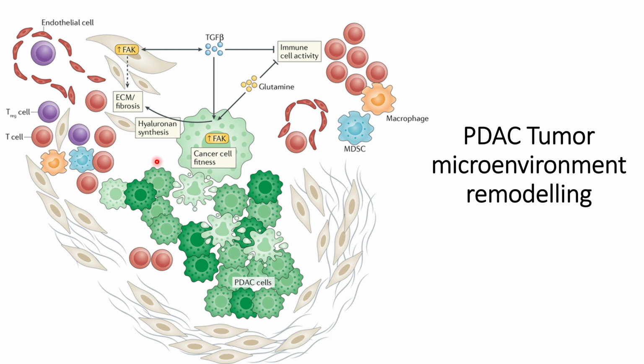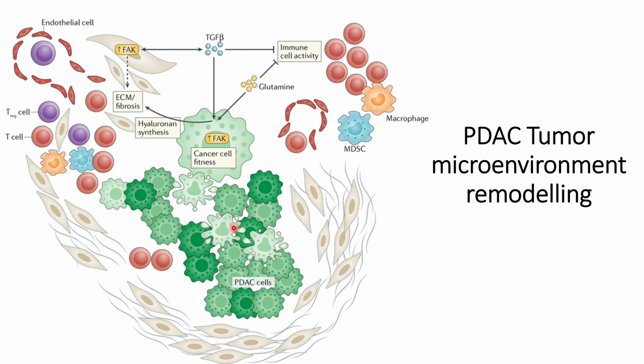And by inhibiting this glutamine, the hyaluronan synthesis will also be reduced, and this will reduce the ECM production of fibrosis. That is one of the main components that act as a mechanical barrier that prevents the immune system from detecting these pancreatic cancer cells, or prevents the immune invasiveness.